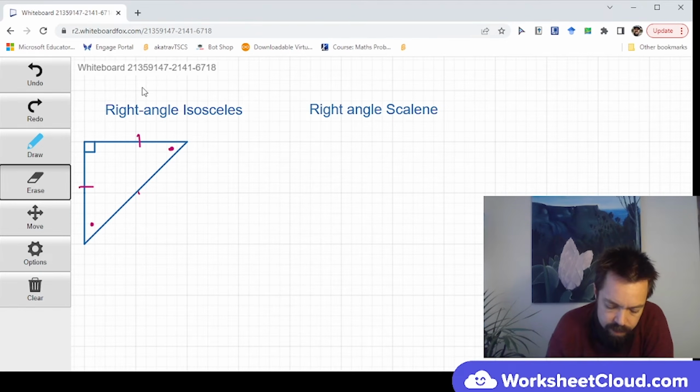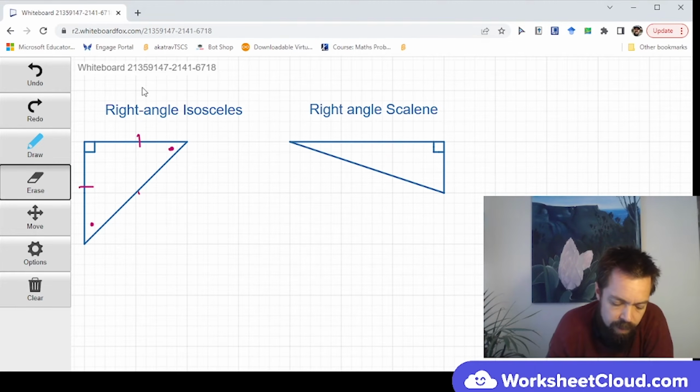On the other side, I'm going to draw a right-angled scalene triangle. Right, so I'm going to draw it like that. I'm going to put in a right angle. Oops, nope. I've got to do it in 2 steps. I'm going to join that up. So I can see that each of my sides is a different length. This one is not the same as this one, is not the same as this one.